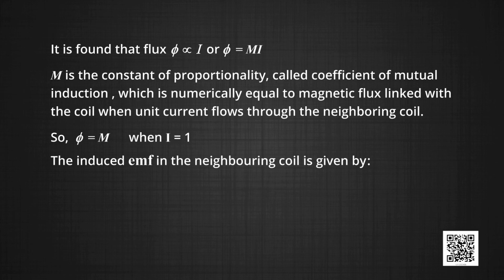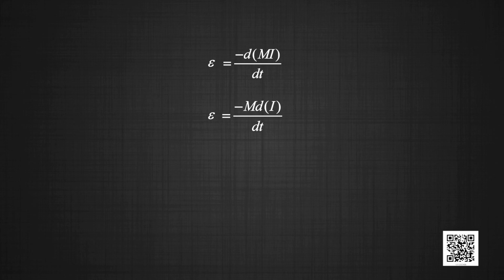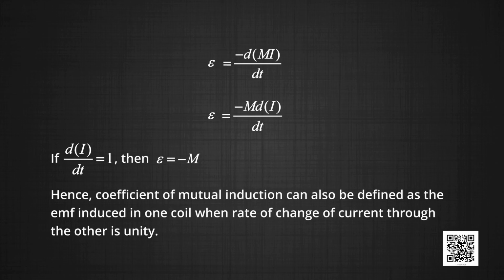The induced EMF in the neighboring coil is given by E is equal to minus d phi by dt, which will be equal to minus d over dt of M into I, equal to minus M di by dt. If di by dt is equal to 1, then E is equal to minus M. Hence, the coefficient of mutual induction can also be defined as the EMF induced in one coil when the rate of change of current through the other is unity.